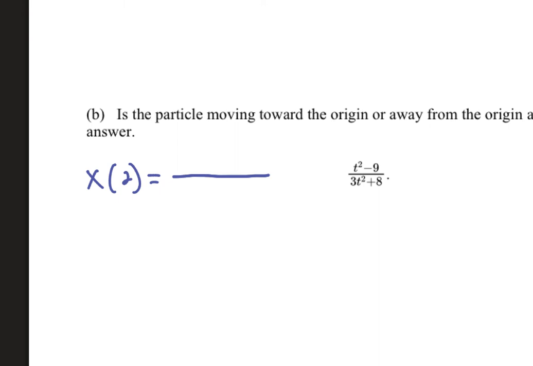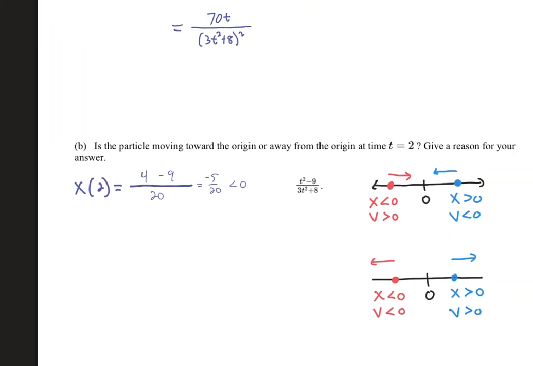So 2 squared is 4, minus 9, over 3. Plugging in 2, the bottom ends up being 12 plus 8, that's 20. So whatever this is, this is negative 5 over 20. It doesn't really matter what the value is, just as long as we know that this is negative. So the position is negative, which means at t equals 2, the particle is to the left of the origin. And then let's look at velocity now.